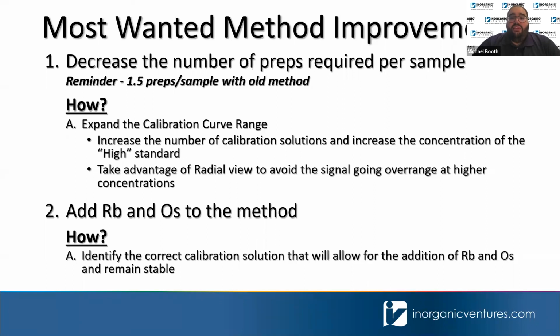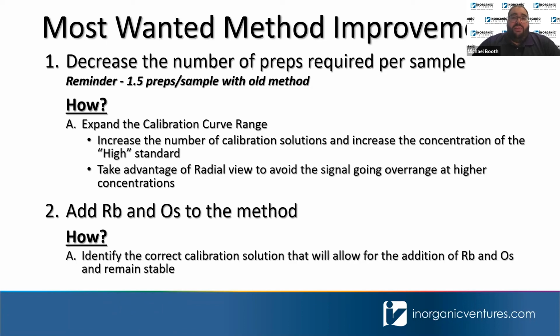But if you increase the overall concentration, one of the things you're going to run into is you're going to go over range for some emission lines as you increase concentration. So what we wanted to do was take advantage of our radial view to avoid going over range for certain elements. The second improvement that we wanted was to add rubidium and osmium.